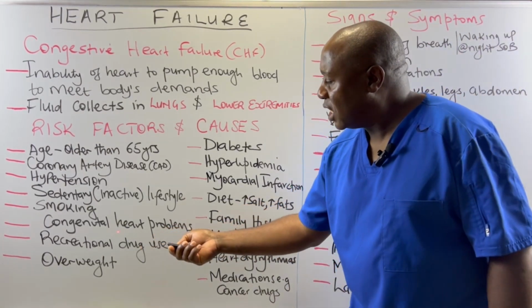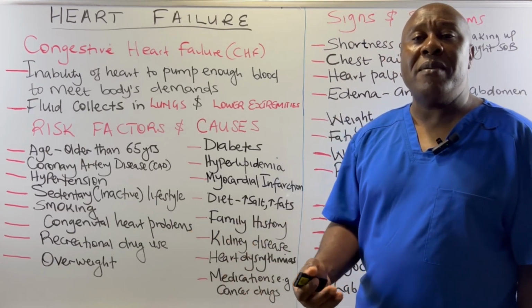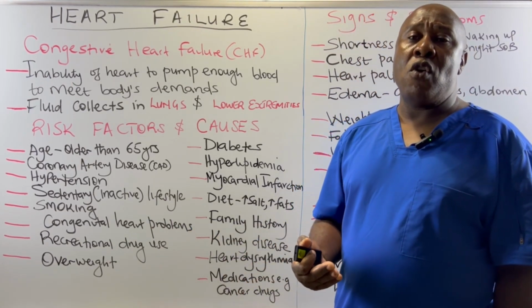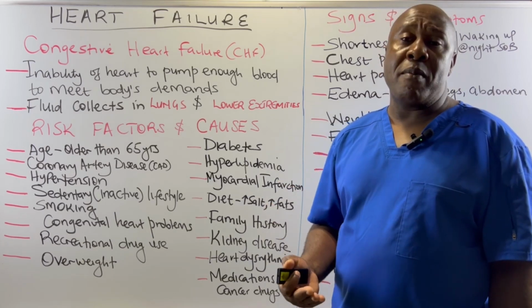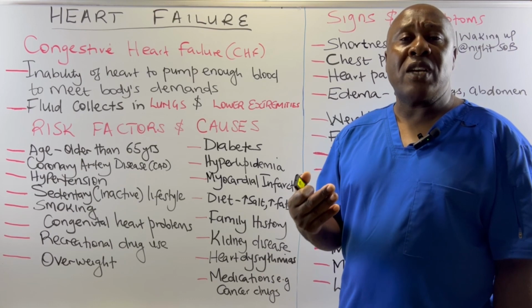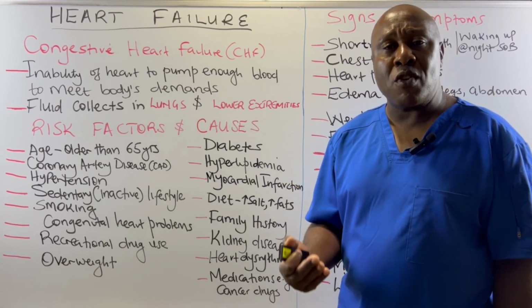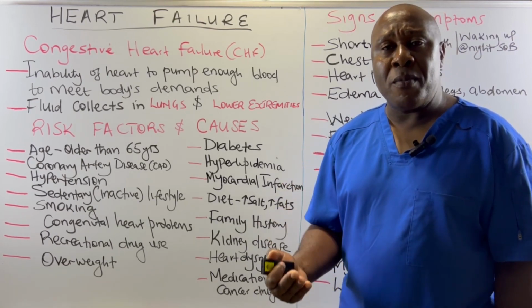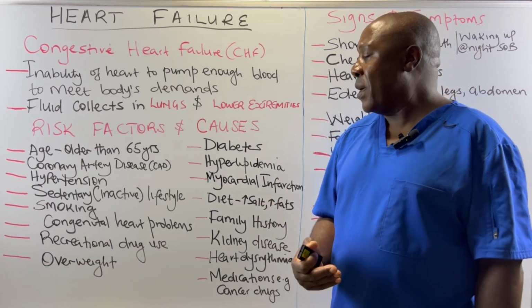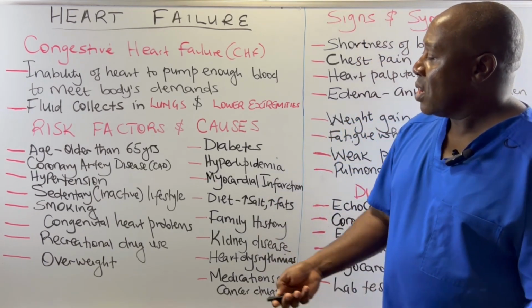We have congenital heart problems. These are problems that a person is born with. And we may have people born with various heart problems. For example, valve problem, or electrical conduction of the heart problem, or ventricular problems, atrial problems. All these problems predispose a person to heart failure.